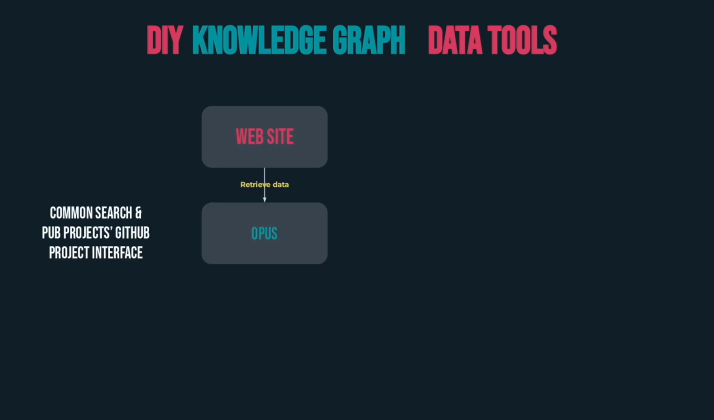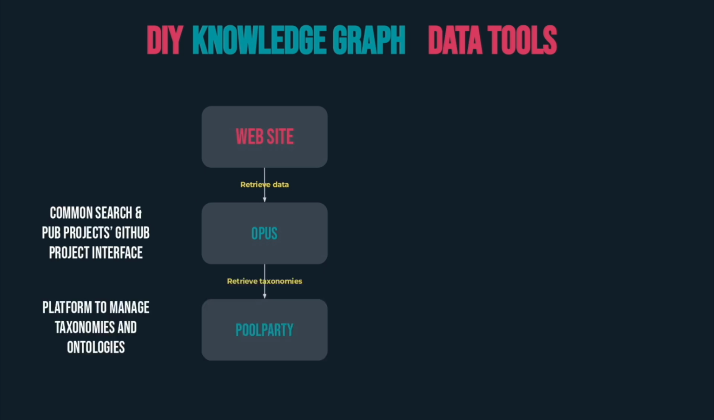So I know there will be a lot of technical questions about the knowledge graph, so we are starting the technical part. What is the knowledge graph in data tools? We have the website, for example, Leroy Merlin, that retrieve the data about the product during your usage of site from Opus. Opus is search and publication common interface of the GitHub repo. Then we retrieve the taxonomies from the pool party. It's the kingdom of our taxonomists. It's a platform where we store our taxonomies and ontologies.